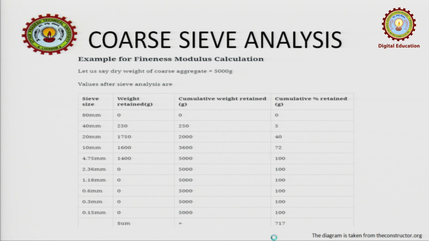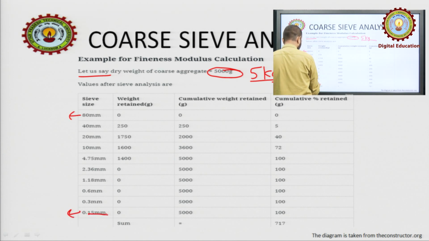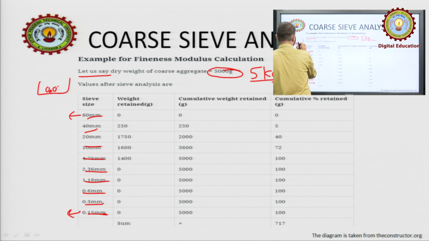This is the example. We initially had 5000 grams, which means 5 kg of soil. Now you can see we arranged the sieves like this, from 80 mm slowly going up to 0.15 mm. There are different types of sieves. Now we put all the soil on the top one, the 80 mm sieve.